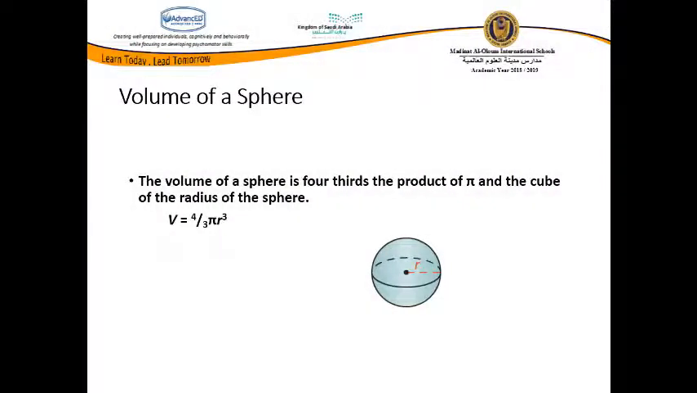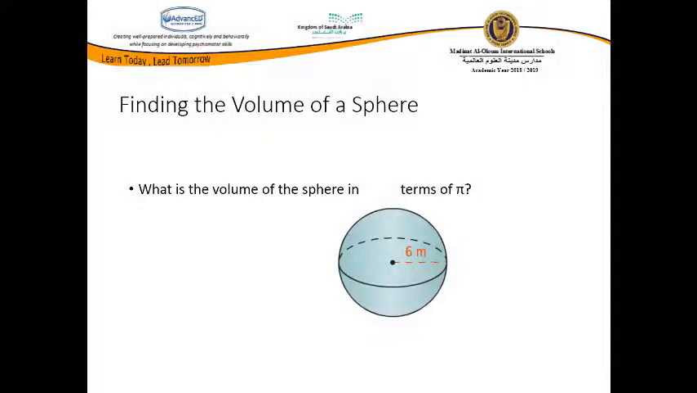How to find the volume of the sphere? Since we said the sphere is like 4 circles, the volume is 4 over 3 pi r cubed. Let's use this formula to find the volume of the given sphere in terms of pi. The volume equals 4 over 3 pi r cubed. The radius is 6, so 4 over 3 pi 6 cubed. The volume in terms of pi is 288 pi cubic meters.